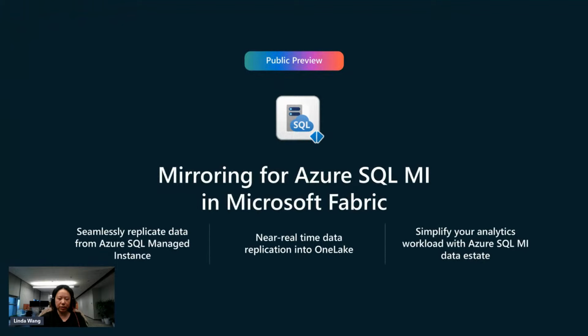Besides Azure SQL database mirroring, we also announced the public preview for Azure SQL MI mirroring. We hear you that you may have data residing in SQL managed instance, and we now support mirroring for that as well. The setup is just like Azure SQL database, so it's very easy. You can just configure it in Fabric, then the data will show up in OneLake for consumption.